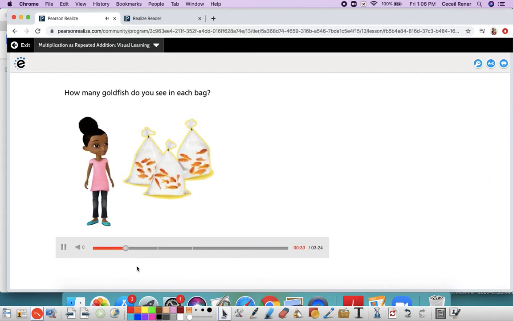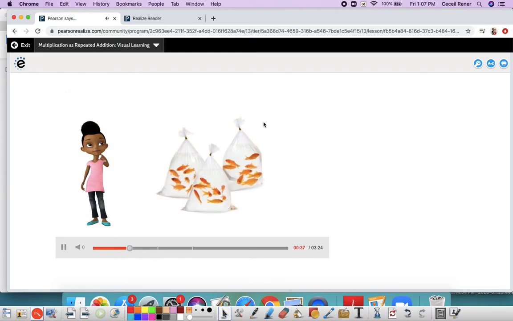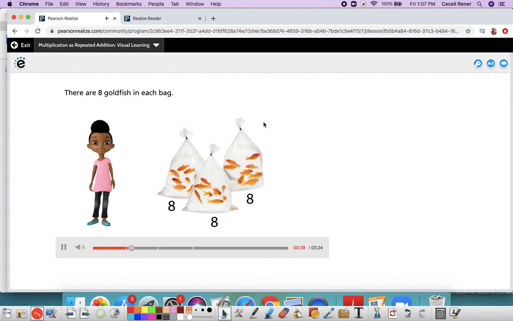Okay. How many goldfish do you see in each bag? Okay, we're going to count them. Now, select your answer. She put the same number in each bag, so we'll only need to count how many are in one bag. So let's count this bag. 1, 2, 3, 4, 5, 6, 7, 8. So she has 8 goldfish in a bag. There are 8 goldfish in each bag.